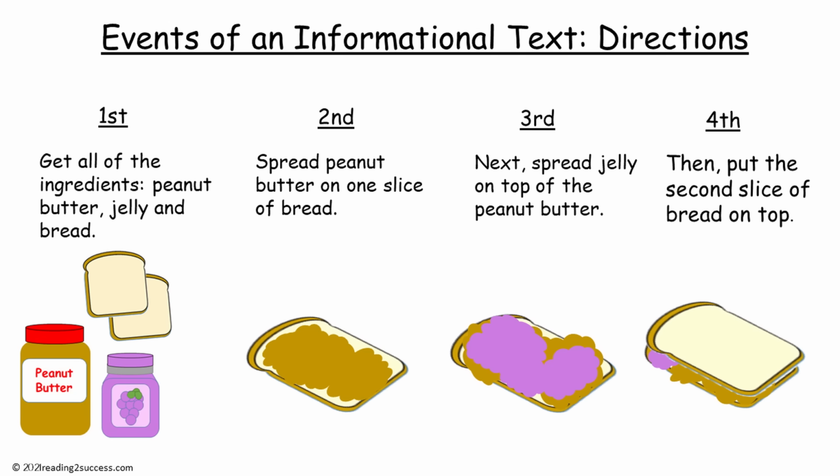First, get all of the ingredients, peanut butter, jelly, and bread. Second, spread peanut butter on 1 slice of bread. Third, next, spread jelly on top of the peanut butter. And fourth, then put the second slice of bread on top.